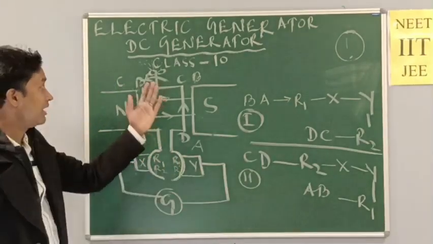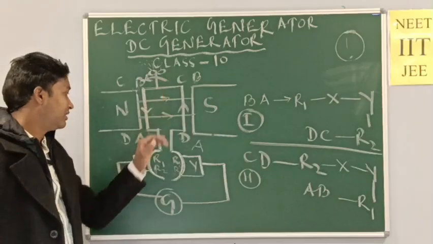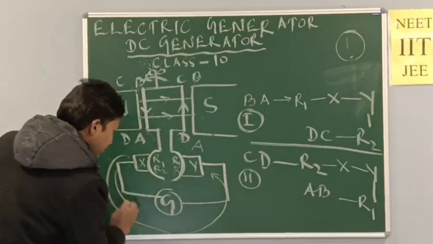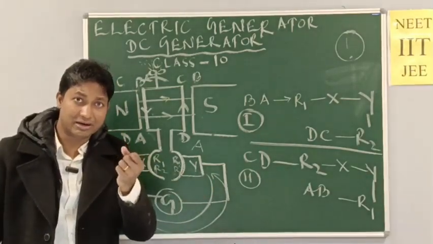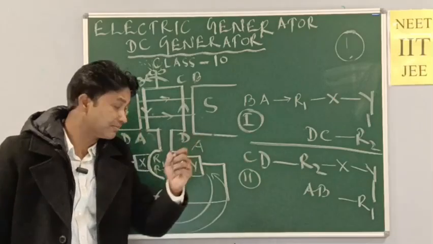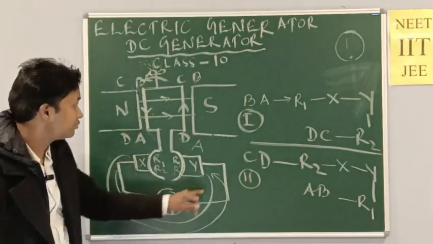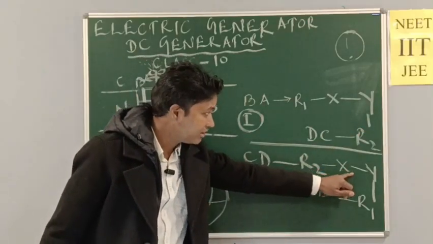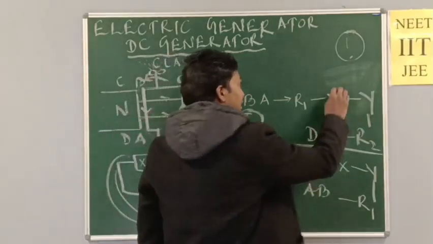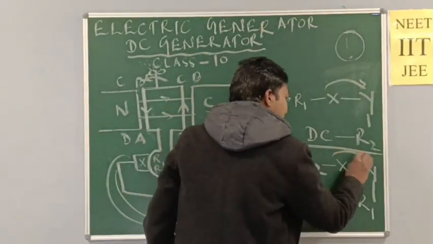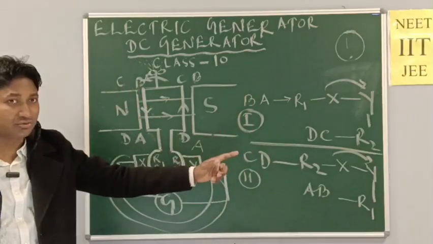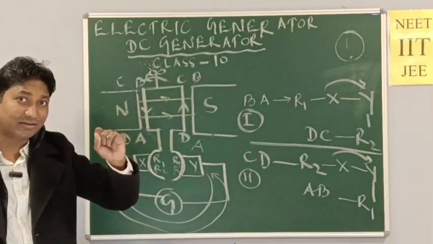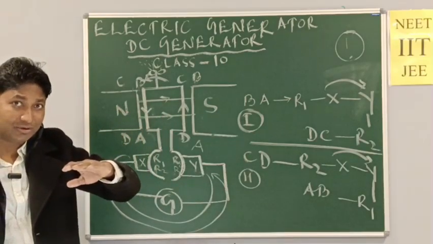So what happened? X to Y. Again it rotates like this, and again current passes through X to Y. In both conditions, X to Y, which means the direction of current remains in one direction. In the first condition, X to Y. In the other condition, after half revolution, X to Y. After half rotation, X to Y. X to Y means the current flows in one direction.